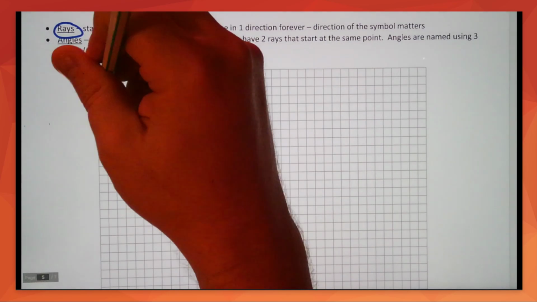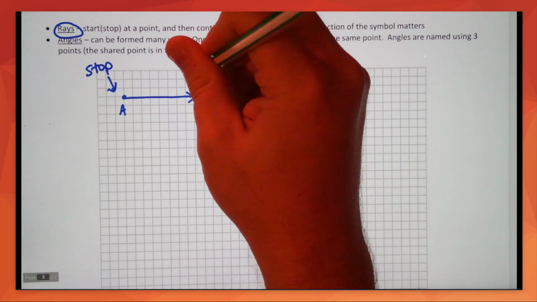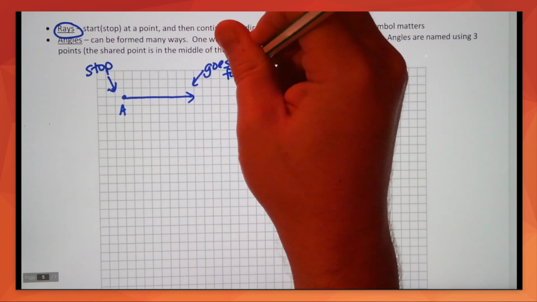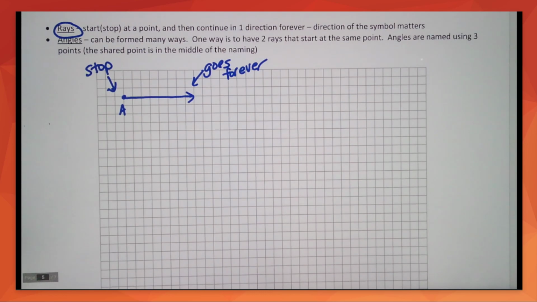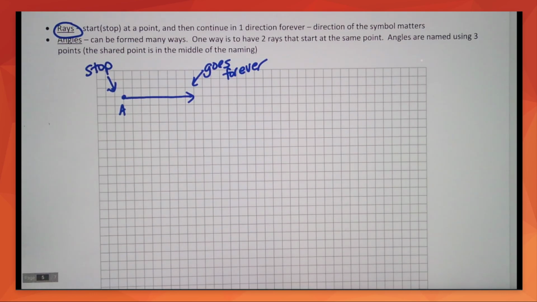Okay, so it stops here, S-T-O-P, and here it goes forever. Now the difference, remember, is that in a line, both sides go on forever. In a line segment, both sides stop at those endpoints. And in a ray, one side stops. That's here at this starting point. It doesn't go any further than this. But out of one direction, it goes on forever.